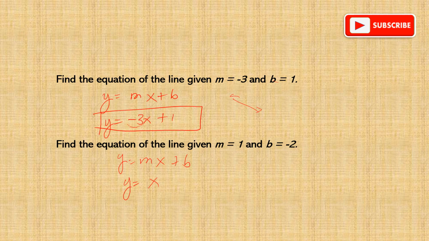And then, sabi ko sa inyo kung ano ang sign ng y-intercept, iyon ang susundin natin. This is negative 2, so this is minus 2. Y is equal to x minus 2. So, kung i-graph nyo yan, this is positive yung slope natin. So, dapat ay positive. Increasing ang ating line.